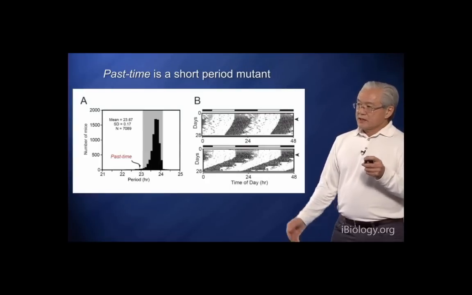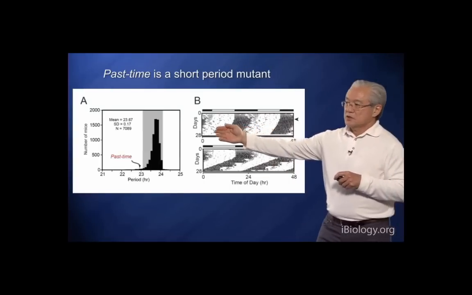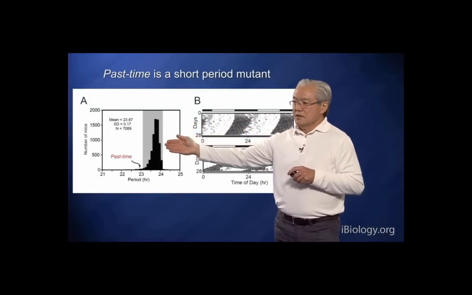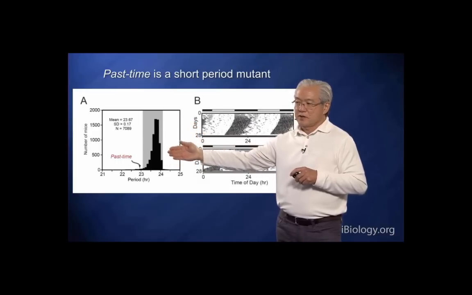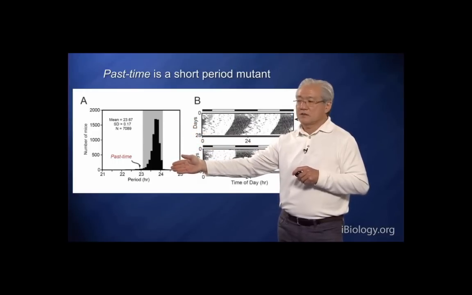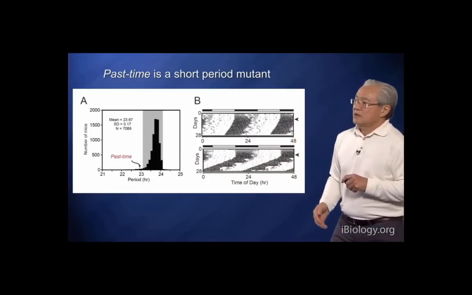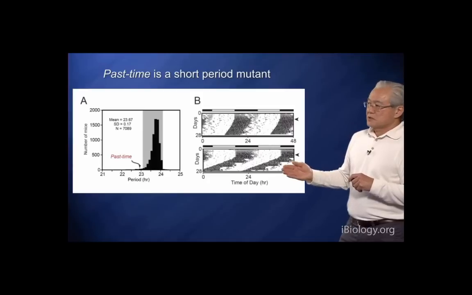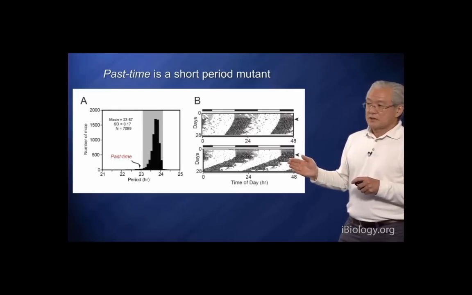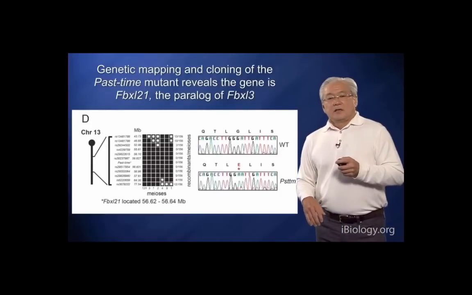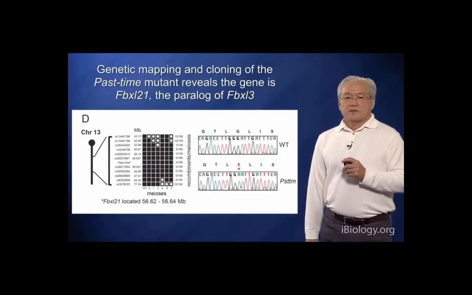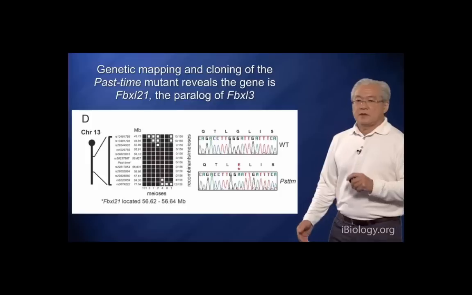So in a second screen shown here, using a slightly different strain of mouse, the period of the rhythm is a little longer. It's 23.7 hours in this case. We found a short mutant, and that's shown here. It's only subtly short, about half an hour short. We named that mutation pastime.